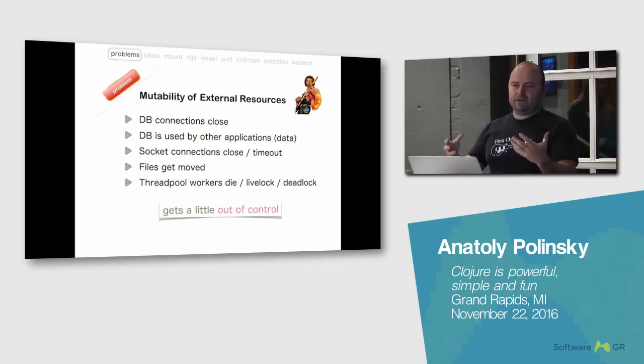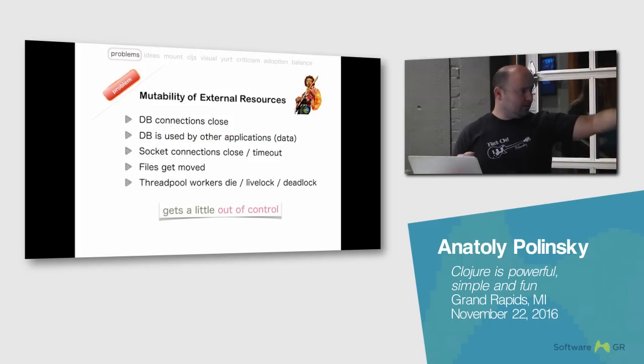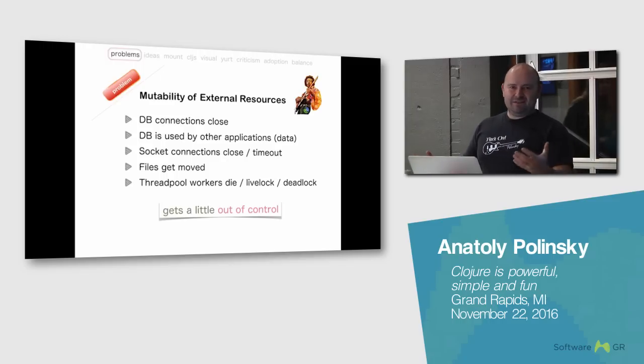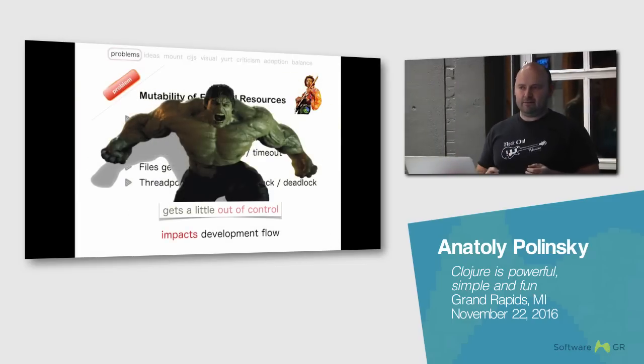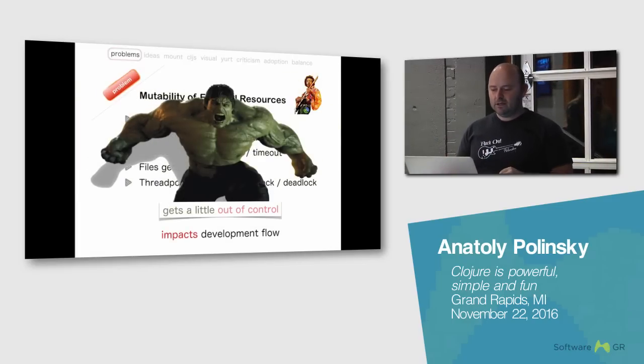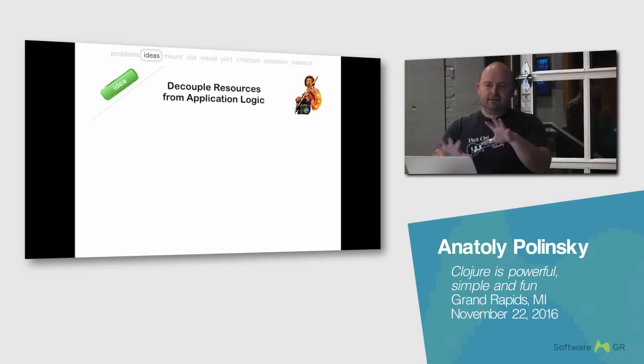And so this is the problem of external resources, that we don't have any control over what's happening. Like that car that goes by on the street, I have little control. It can stop, it can go, it can unfortunately go into the building. We don't want that, but I have little control. So these are external resources of my application that I have to deal with. And it gets a little out of control, and it does impact the development flow.